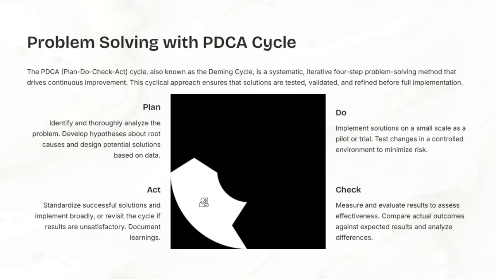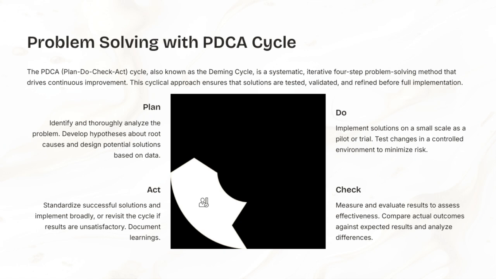Now, once we've identified a successful solution, the next step is to standardize it and implement it broadly across the relevant areas. Of course, if the results aren't satisfactory, we need to revisit the cycle, make adjustments, and try again. It's also essential to document what we learn along the way, so we can build on those insights in future cycles.